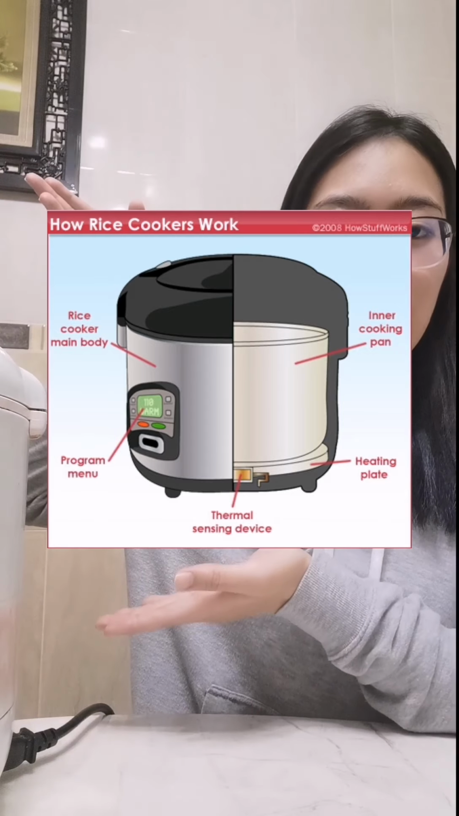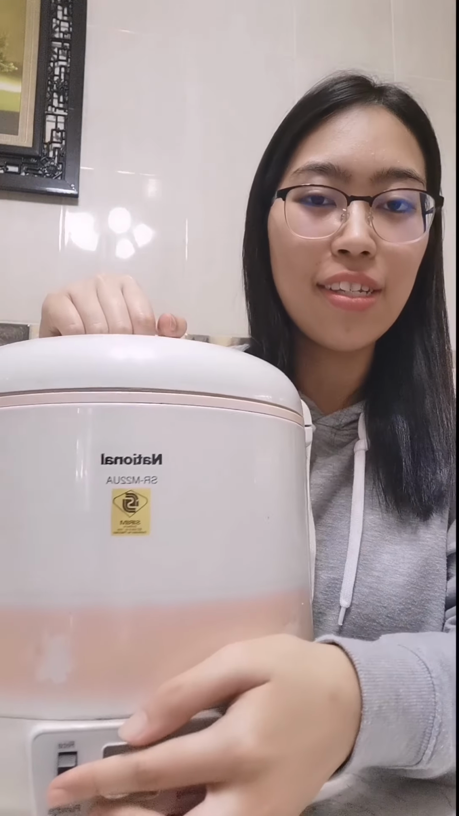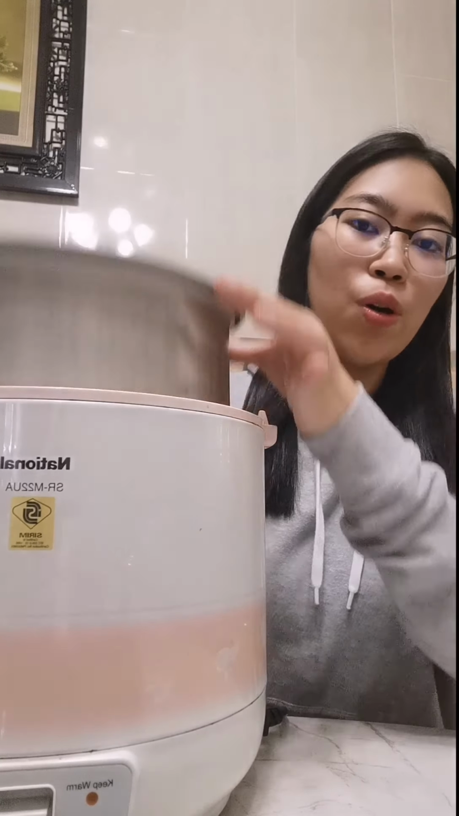Next, I would like to talk about the mechanism of the rice cooker. First, here's a diagram showing parts of the rice cooker. The rice cooker consists mainly of a main body, some buttons, thermal sensing device, electric heating plate, and also an inner cooking pan. Cooking rice happens in 4 stages. First, sitting in water. Second, boiling. Third, absorbing water or steaming. And lastly, resting.